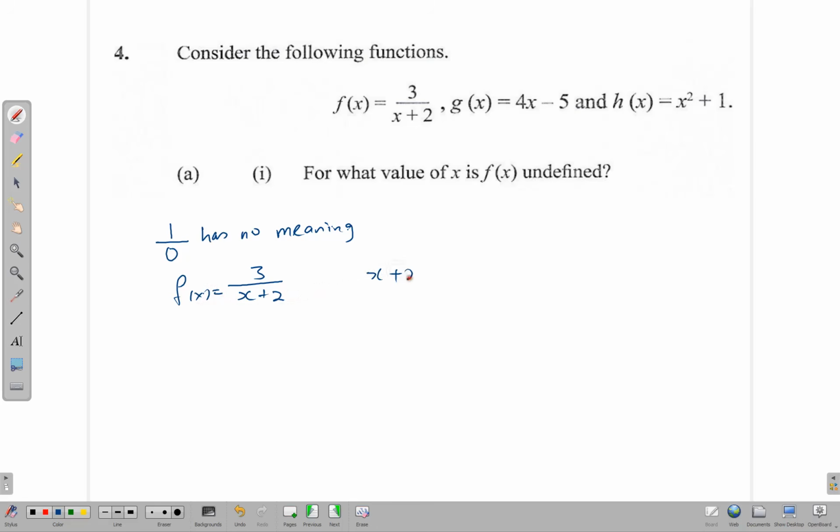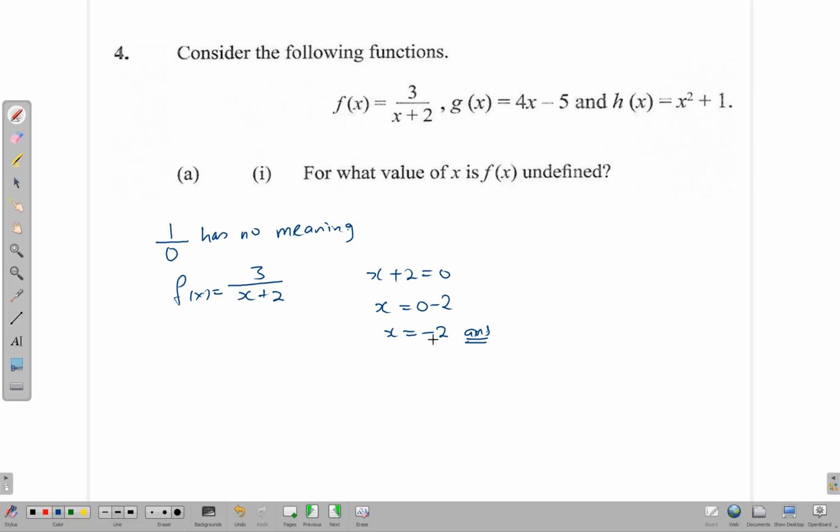it means that our denominator has to be equal to 0. So at what point is our denominator 0? Well, we have a simple linear equation here and we can solve it. So we have that x is equal to 0 minus 2, and so x is equal to negative 2. Now this is our answer here.